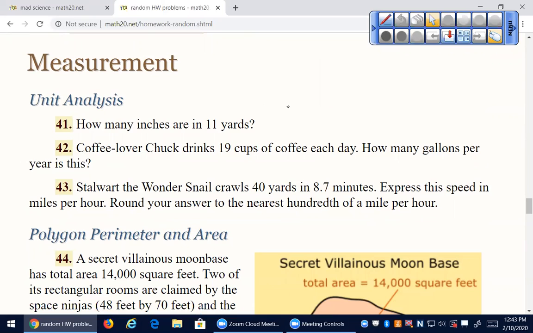I've written the random ones to not be quite so trivial as the ones that the Bittinger textbook is. Should we do one of these as another example? Yes, which one? 41 or 42 or 43? 43? 42, okay.